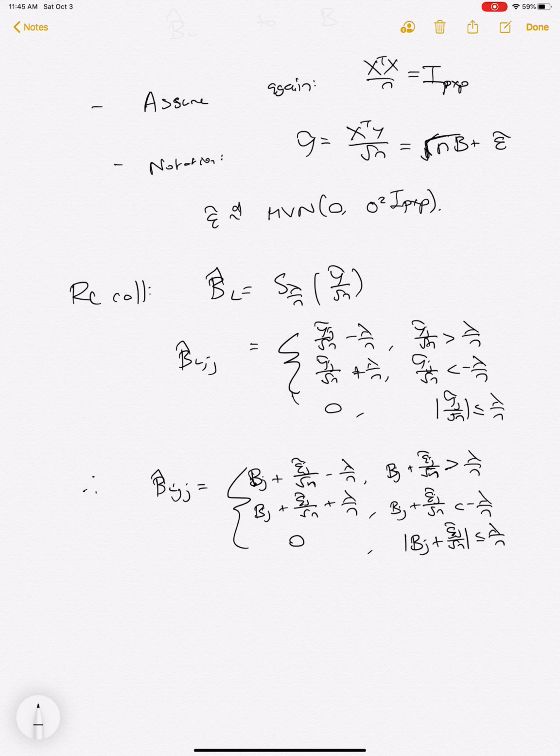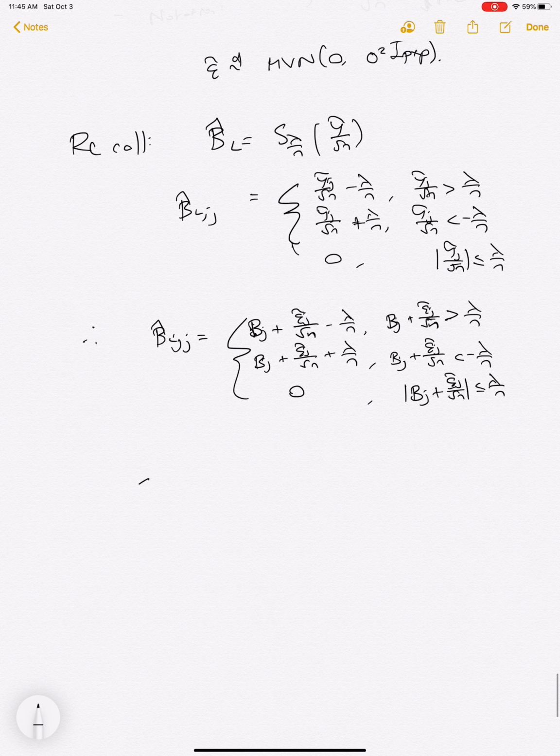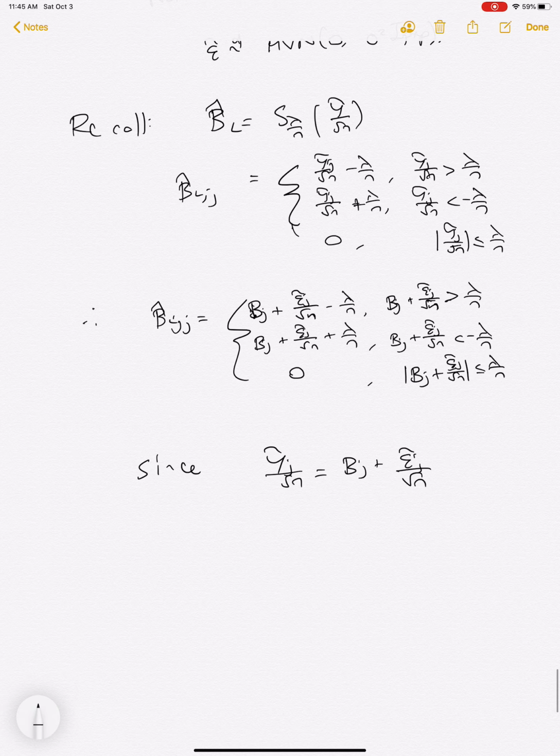Now I'm just substituting in, since we know that y tilde j over square root of n is just bj plus epsilon tilde j. I'm substituting that in here, and we get this expression.